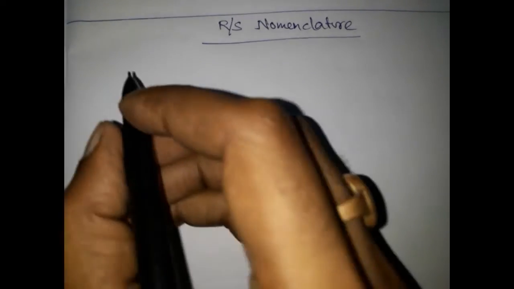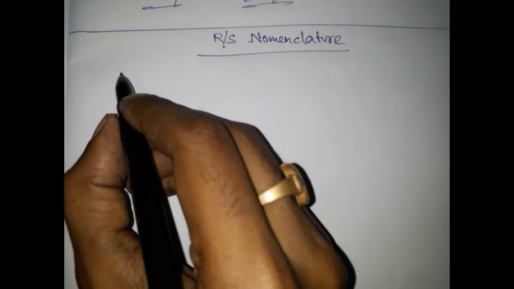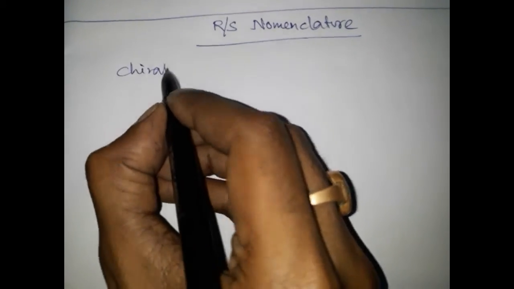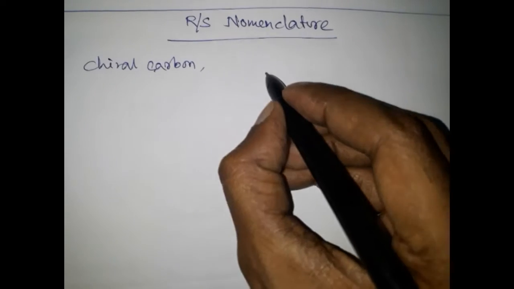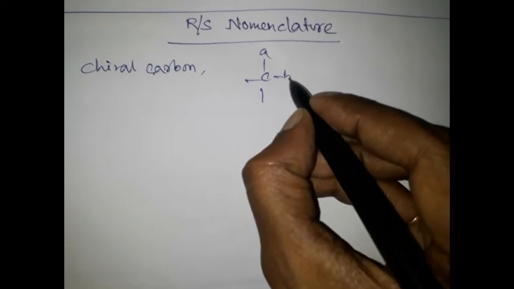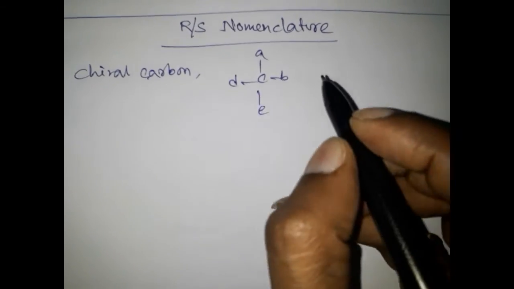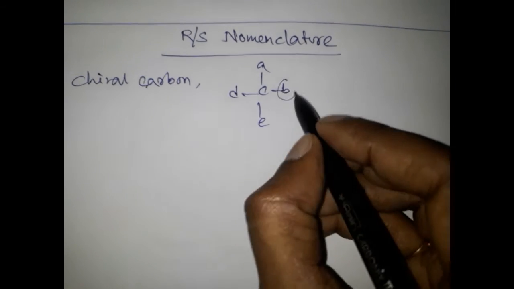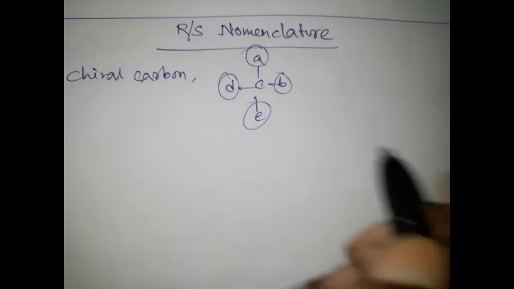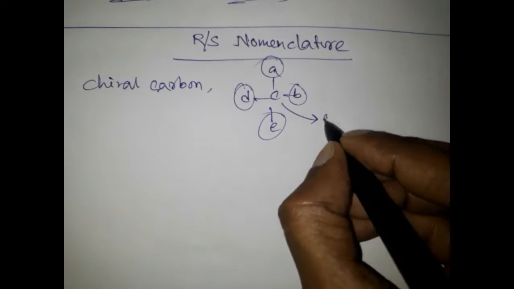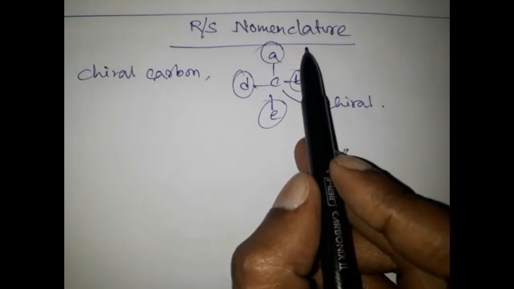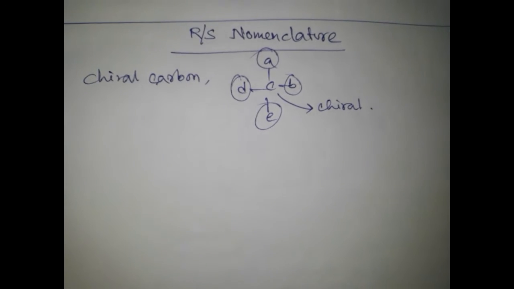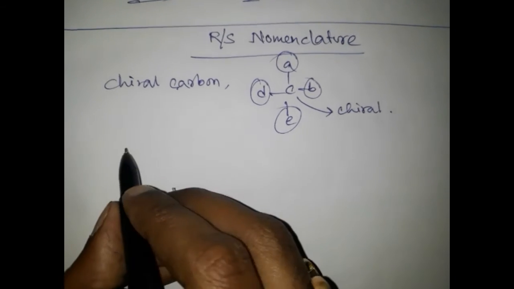First of all, we have to know what a chiral carbon is. When a carbon has 4 different groups in its 4 valencies, that is a chiral carbon, and RS nomenclature is only applicable for chiral carbons.